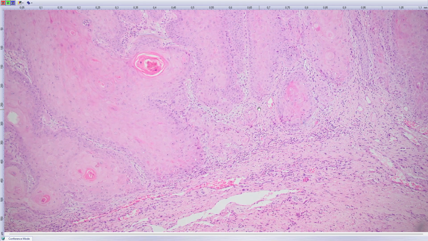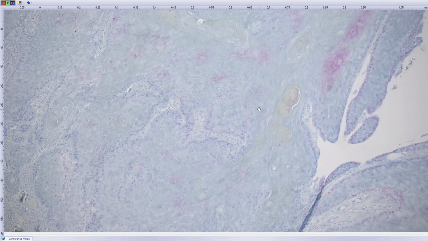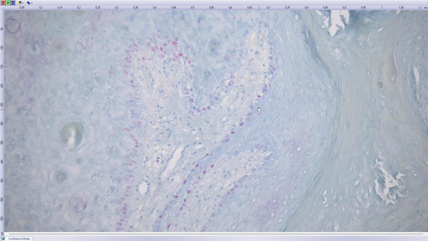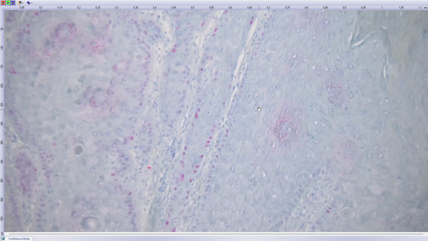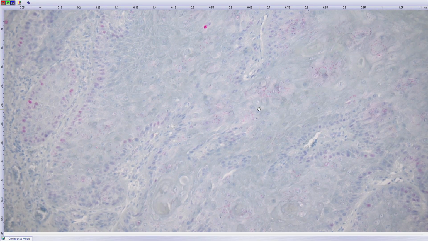Now I will show you P53 staining. Yeah, the P53 staining very nicely shows positivity of the peripheral layer of the cells. Yeah, look at it, which makes it diagnostic of differentiated type of VIN that is independent of the HPV pathway.